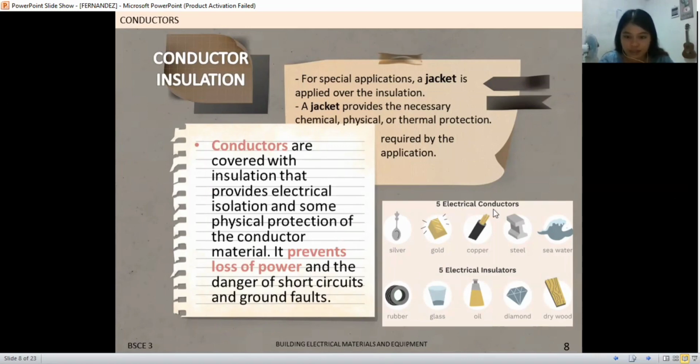So these are the five electrical conductors: silver, gold, copper, steel, and seawater. Kay basta ang asin na tubig kay conductor na siya, pero kung tubig lang kay mas duol na siya sa insulator. Tapos ang electrical insulators kay rubber, glass, oil, diamond, dry wood. Ang mga wire ginakaberan og rubber para dili sila basta-basta makuryente.